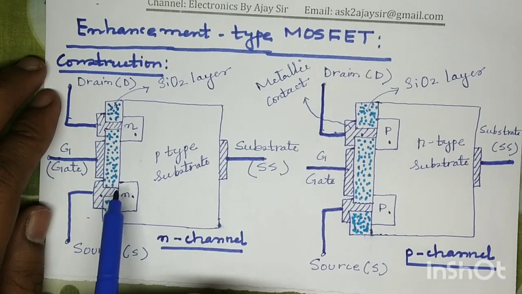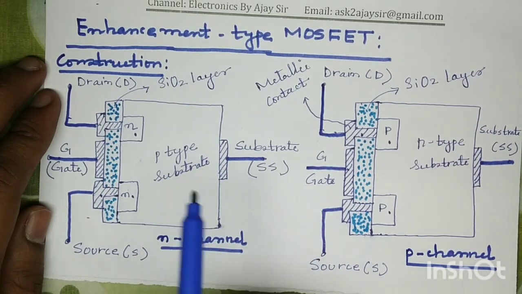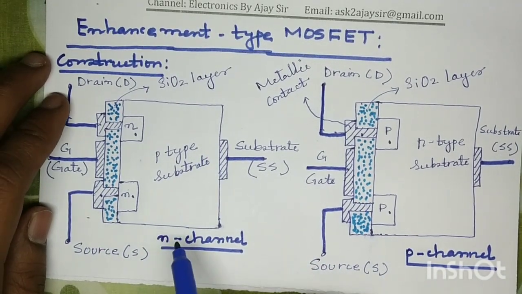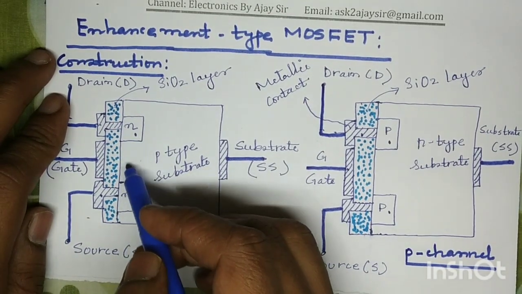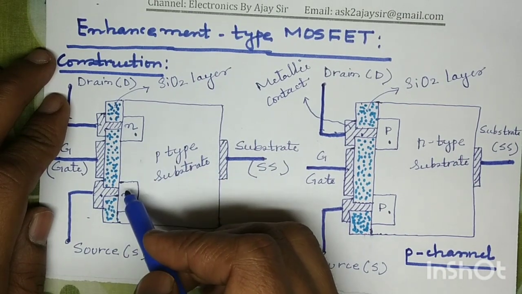The difference between the N channel enhancement type MOSFET and N channel depletion type MOSFET is the absence of the N channel between the two n-doped regions.